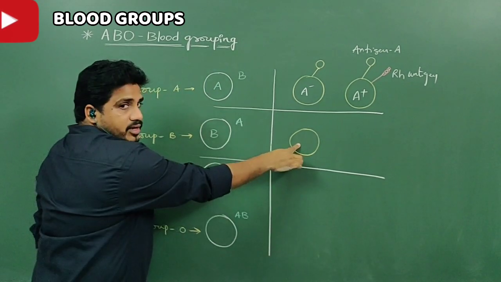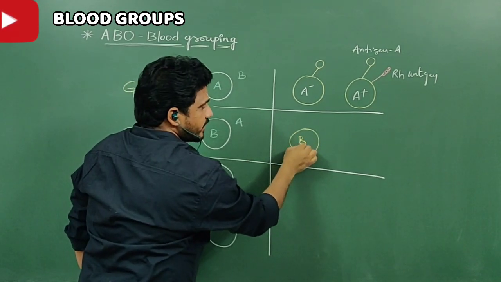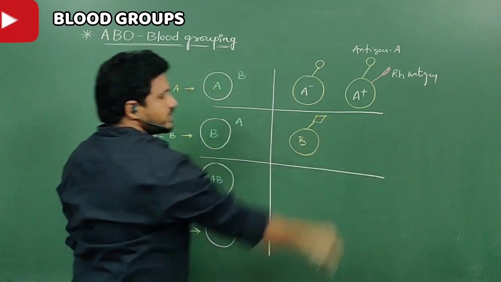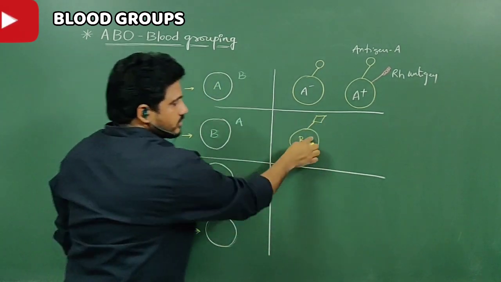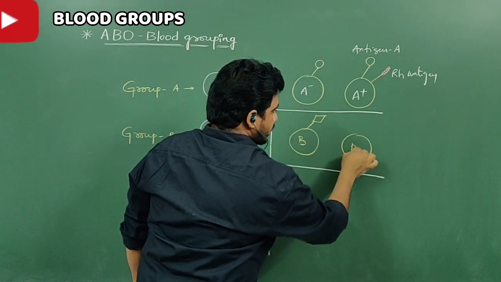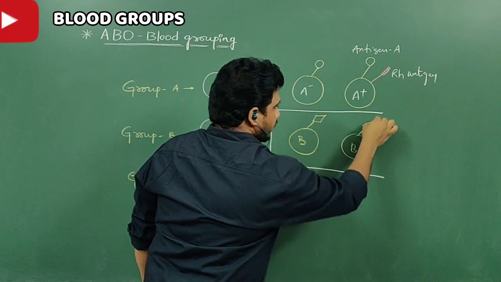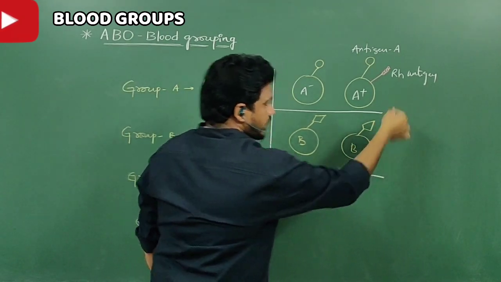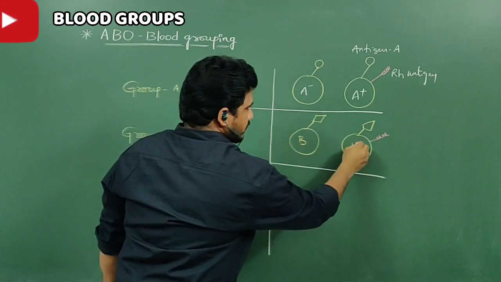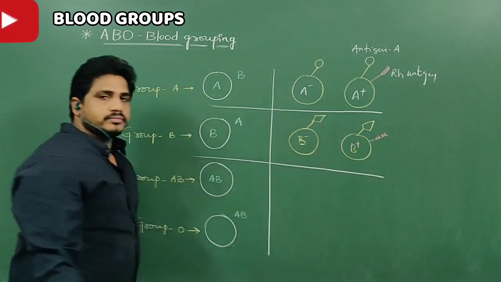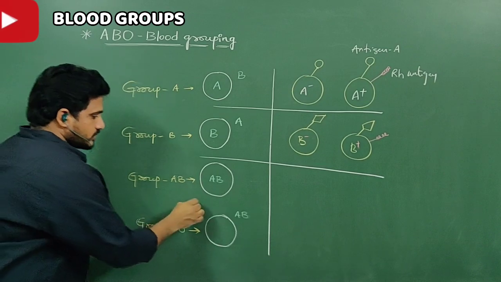A B blood group person's RBC consists of B antigen, so this is B antigen. But here there is no RH antigen. In case the B blood group person, along with the B antigen, also has RH antigen, then this is B positive and this is B negative. Just like this.